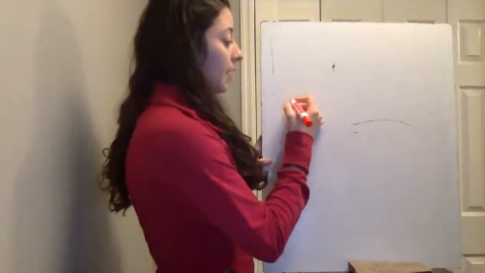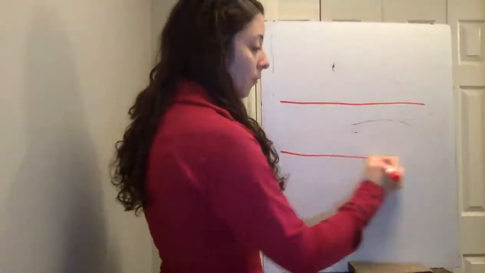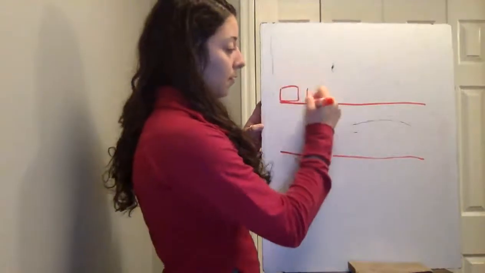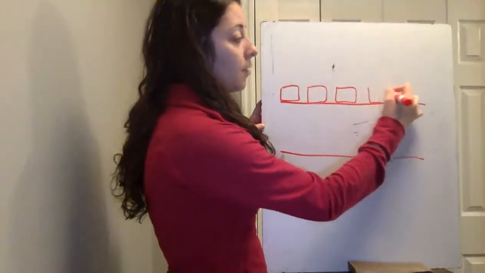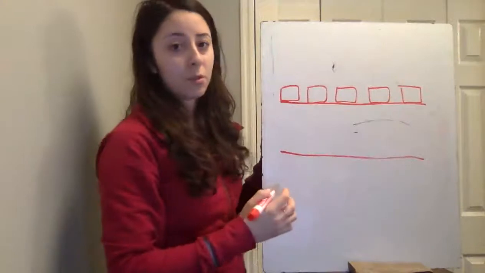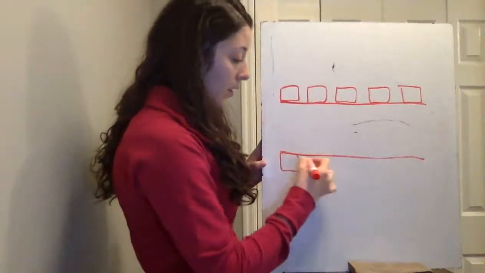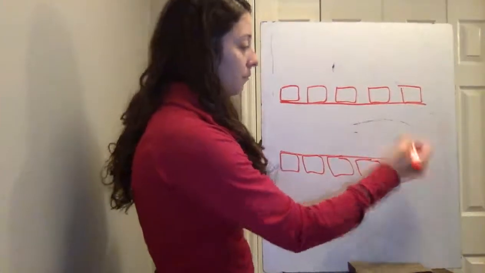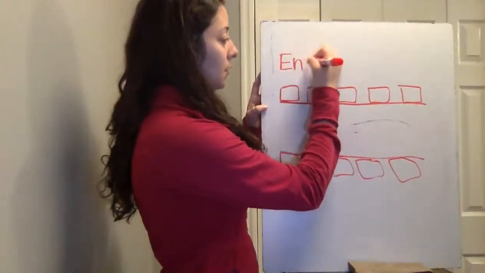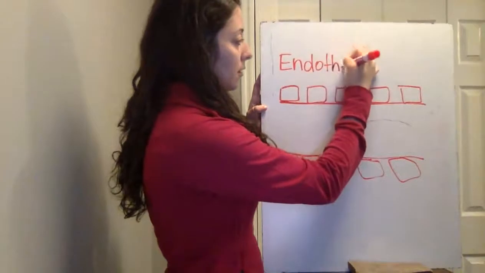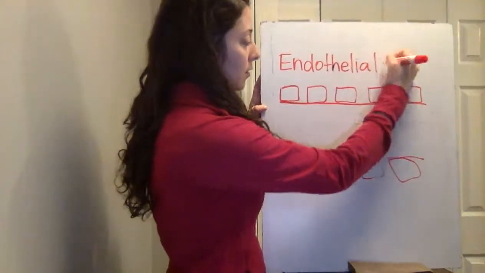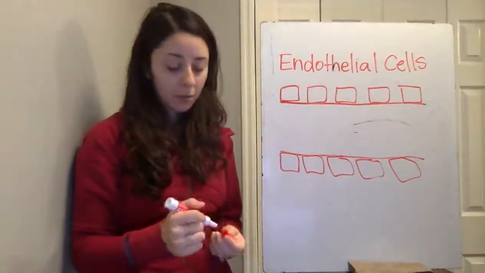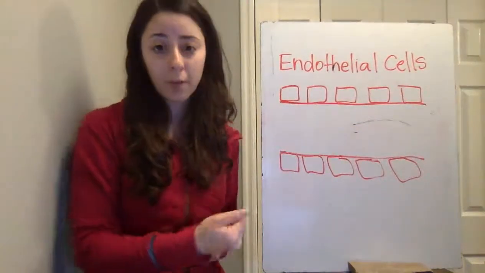And so I'd like to begin by drawing a blood vessel that is lined by endothelial cells. So these endothelial cells play important roles in this process. And so I'll draw these here shown in red. And again, these are endothelial cells. Okay, so these endothelial cells are what make up our blood vessels.